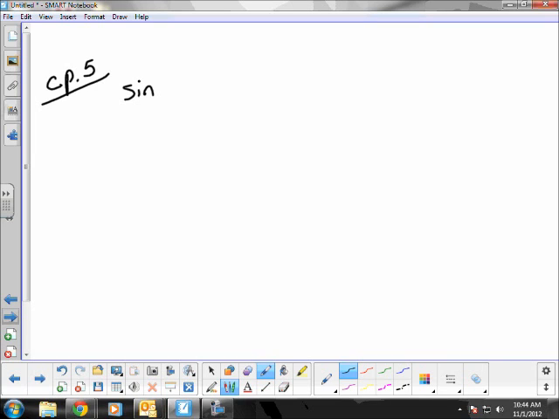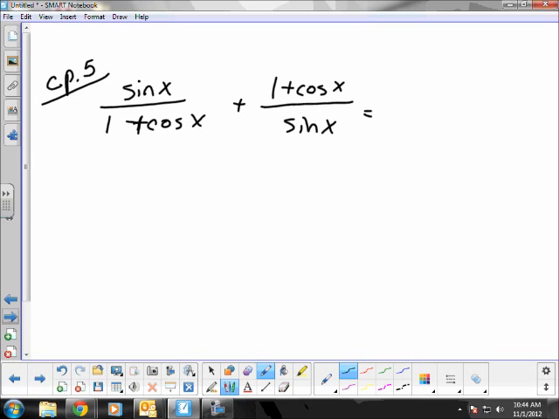Okay, so we've got the sine of x over 1 plus the cosine of x plus 1 plus the cosine of x over the sine of x is equal to 2 times the cosecant of x. That's what we're trying to verify. Definitely want to work with that left side, don't we? So what are we going to do?